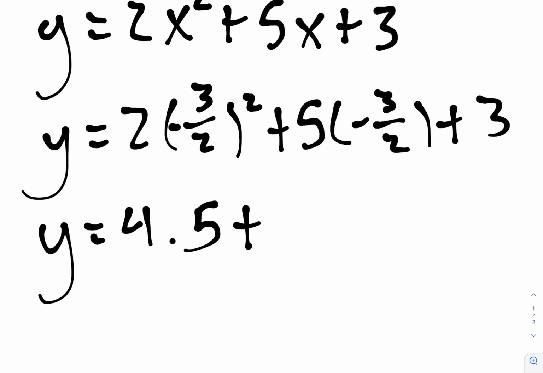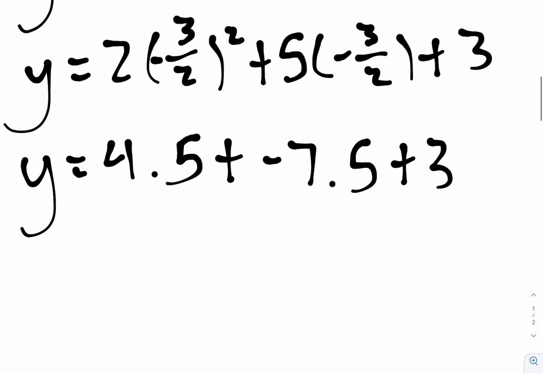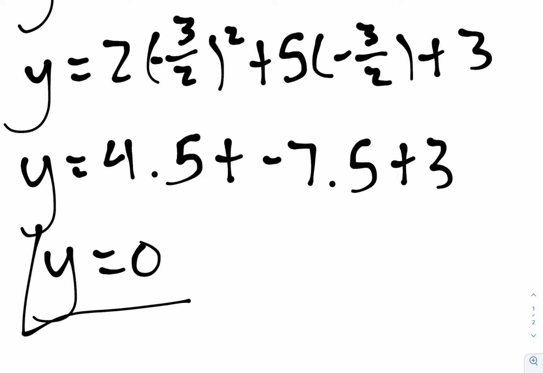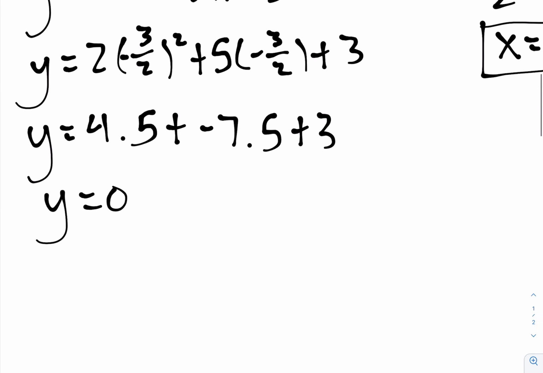Okay, and then we're going to add 5 times negative 3 over 2. That's negative 15 over 2, which is going to be negative 7.5. So minus 7.5. And then we just got plus 3 here. If we did this in our head or put it into our calculator, 4.5 minus 7.5, that's negative 3. And then negative 3 plus that 3 on the end, that's going to equal 0. So y does in fact equal 0 when x is negative 1.5.